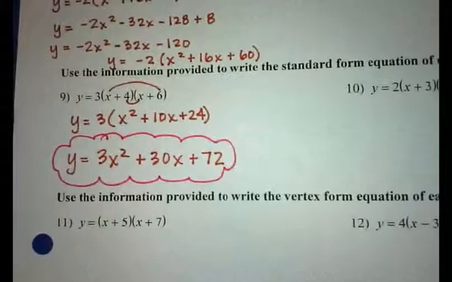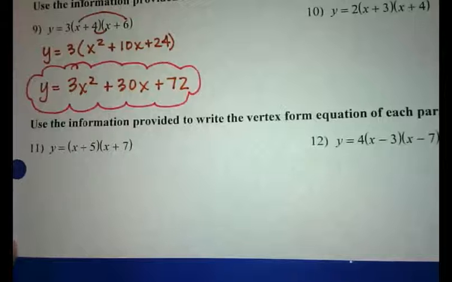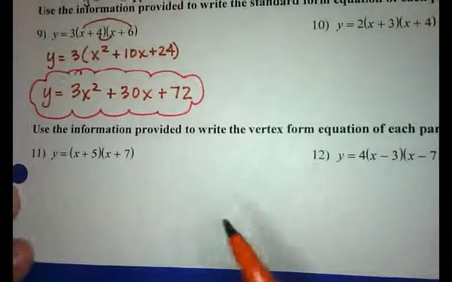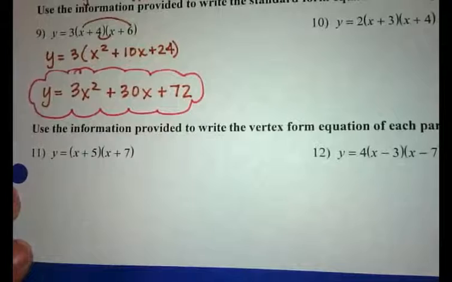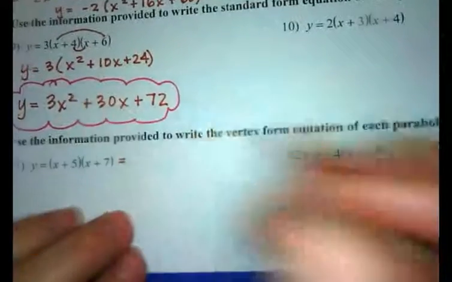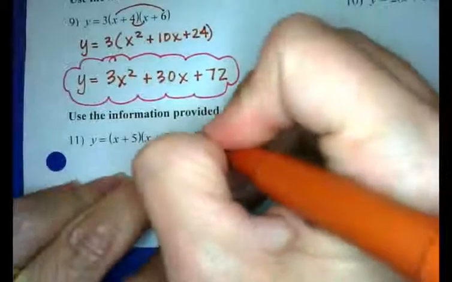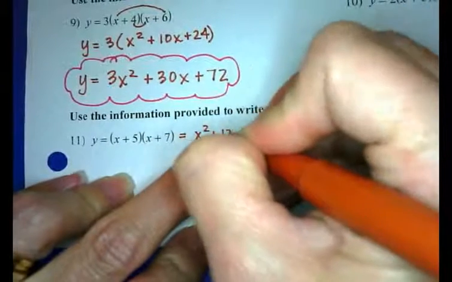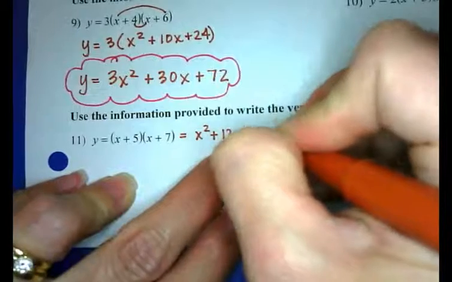Okay, on the bottom, if I want vertex form, I need to complete the square. But in order to complete the square, I need to start in standard form. So the first thing I'm going to do on this one is to go ahead and FOIL these two together. So I'm going to get x squared plus 12x plus 35.